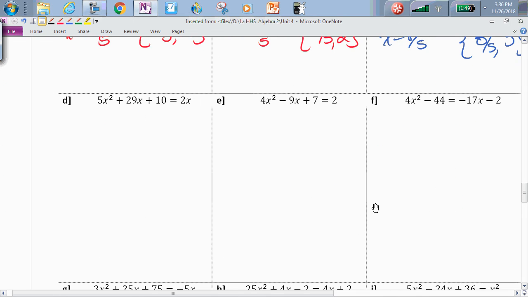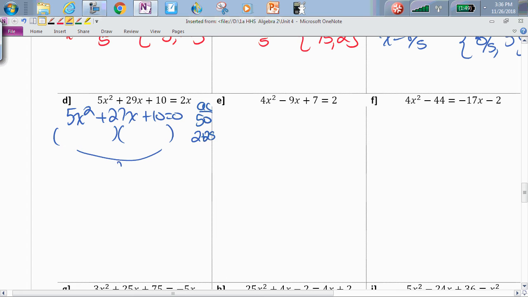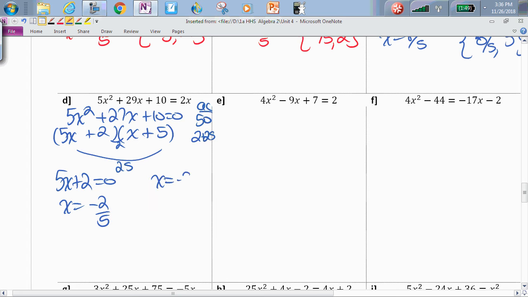Alright, part D, 5x squared plus 27x equals 0. AC is 50, and the two numbers are going to be 2 and 25 when we add them. So that's going to be 25 here and 2, and that's 5x and x, and that would be x and positive 2. So 5x plus 2 equals 0, x equals negative 2/5, and x equals negative 5.